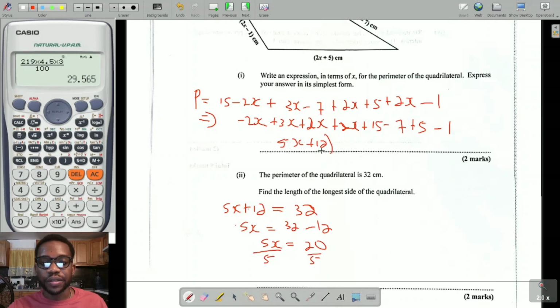Okay, let me go back up here. Now, this is incomplete until I've put on the centimeter there. Don't forget that part. That is critical. So now I get x to be equal to 4.